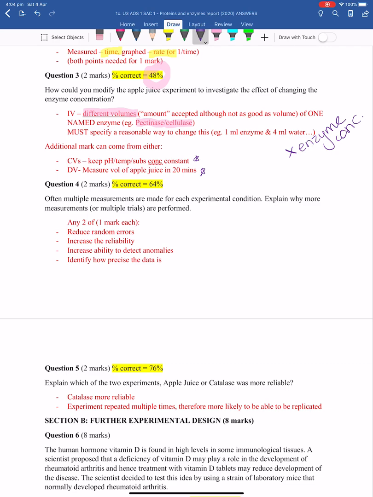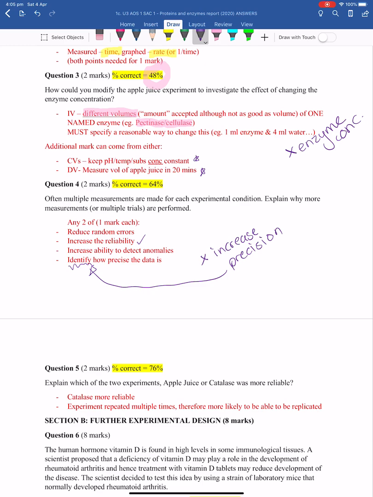Why do we take multiple trials? One thing that I'm not going to accept here is increase in precision, because it doesn't increase the precision. What it does is it enables you to identify how precise the data is, but it does increase the reliability instead. So you could say it increased the reliability.